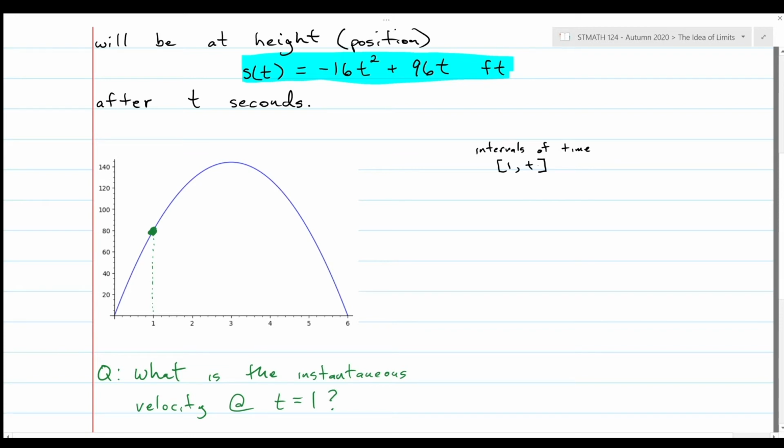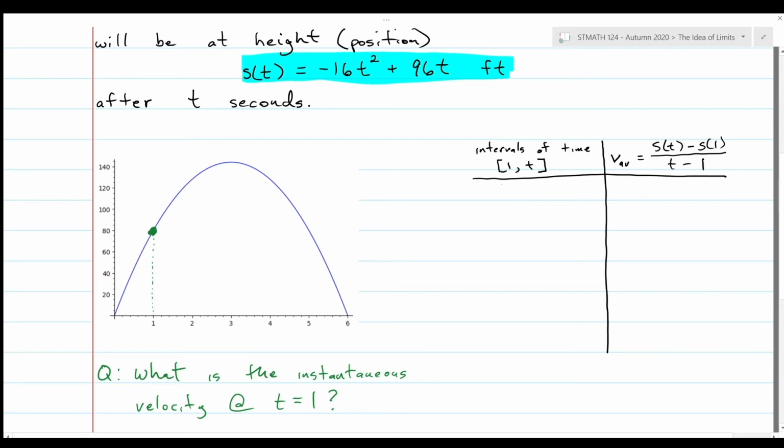So the initial time is always going to be 1, and then the terminal time will be sometime later than 1. And then I want to look at the corresponding average velocities. Remember, our formula for that: here we have our initial time and terminal time. The initial time is 1 and the terminal time is t. So remember, our formula was terminal position minus initial position, so that'd be s of t minus s of 1, all divided by the elapsed time, which would be t minus 1.